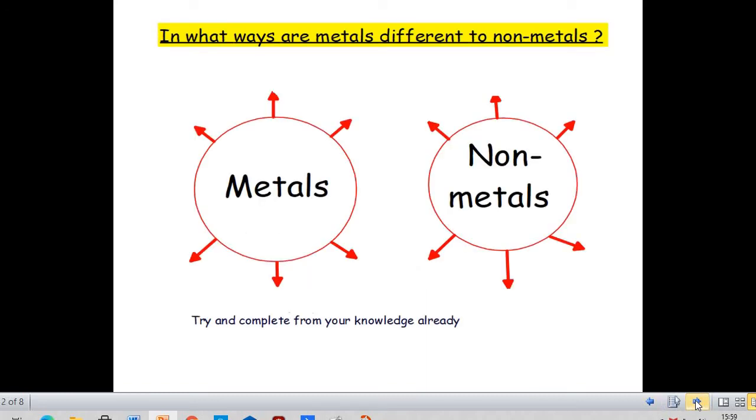So the first page you need to look at, in what ways are metals different to non-metals? Try and complete from your knowledge already. So think about what a metal looks like. Think of a spoon that you'd use to eat your cereal, and think of a non-metal like your toothbrush, which is plastic. So think about how they're different. How do they look different? How do they behave differently?